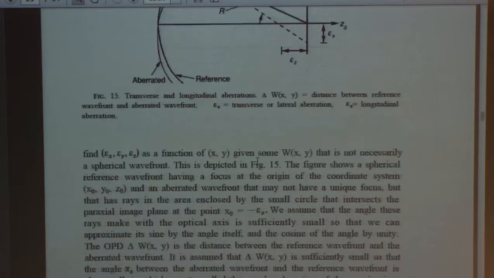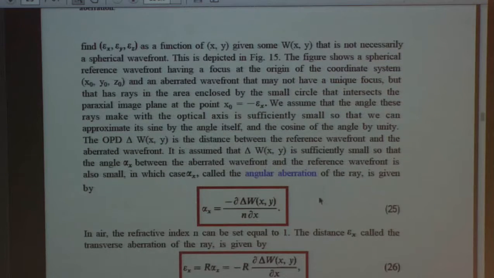Okay. And so we can write here that, not epsilon sub x, but alpha sub x, I should say. And so alpha sub x is minus the partial of delta W with respect to x. And if the refractive index is not 1, then we'll put the n down here, but throughout the course we're going to assume that n is equal to 1. So that's the angular aberration.